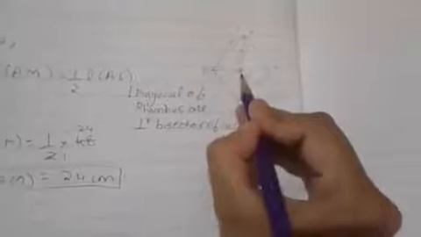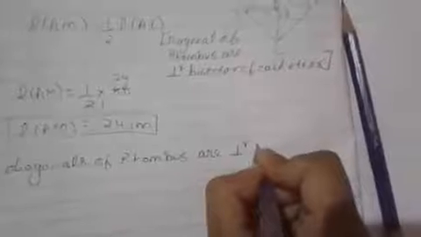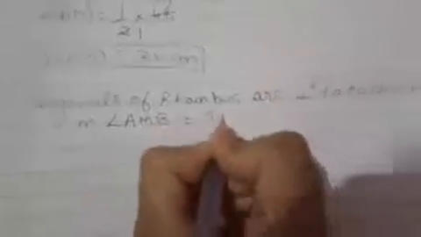Yes, but to find this BM, first we have to state that this angle is 90 degree. So how will we say that? First of all, we will say that diagonals of rhombus are perpendicular bisectors of each other. Okay, so by saying this, we can say that the measure of angle AMB is 90 degree.